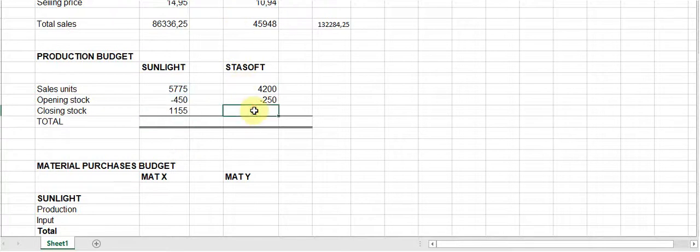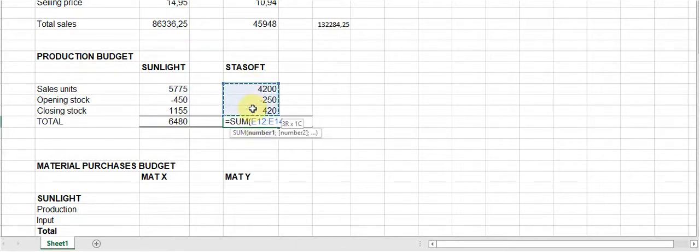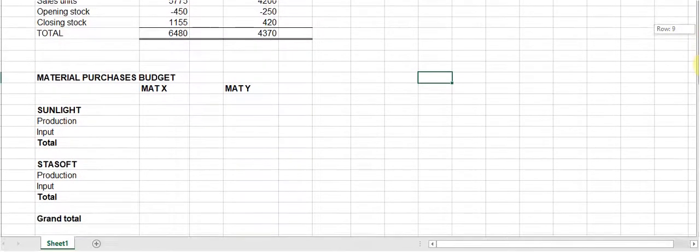And for the Stasoft, it should be 10% of the sales. So I'm going to times it by 10% and it gives us 420. We need to get to the sum of everything so that we can have our production units. Right, wonderful. From this point forward, we need to carry over the production units in order to calculate the materials.